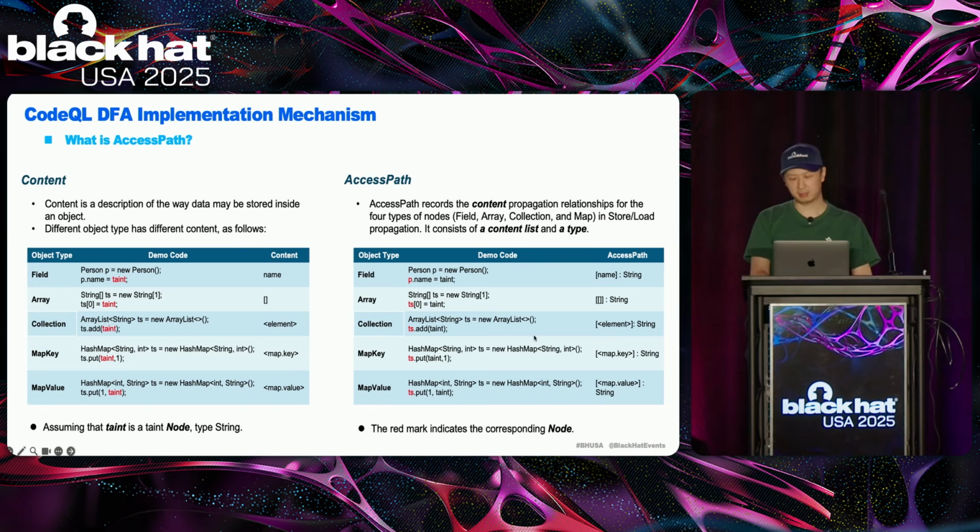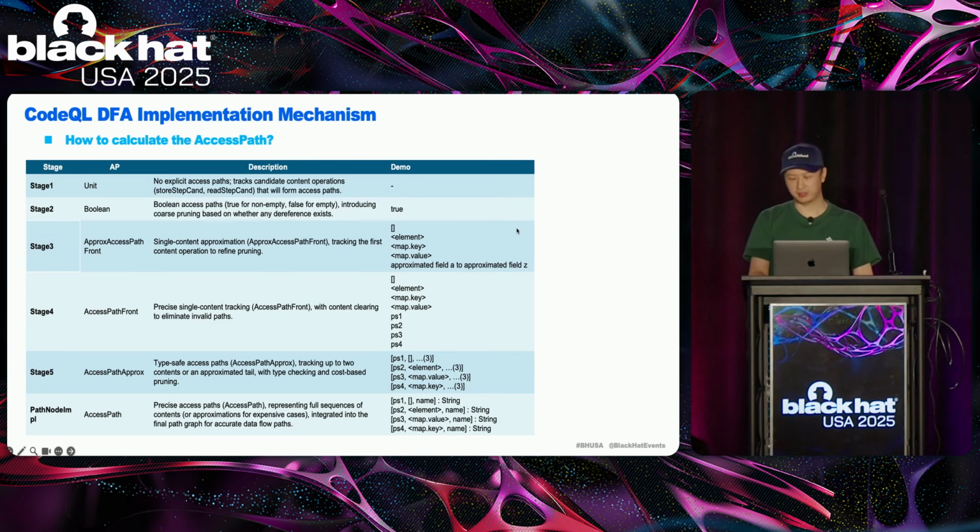And access path keeps track of the content propagation relationships for the 4 types of nodes: field, array, collection, and map, during store and load steps. And the table here shows examples of access path. So for example, in this row, the content is name with the type string.